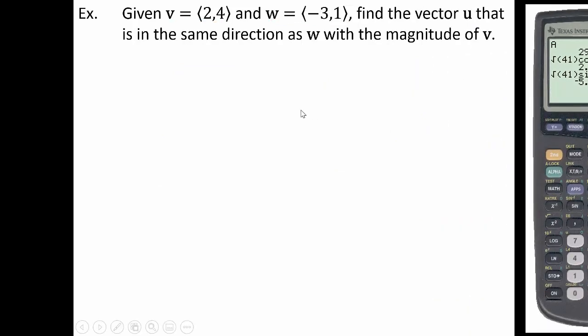So here's one more that looks almost exactly the same. I just changed the numbers. Try this one on your own. Pause here, hit play when you're ready.